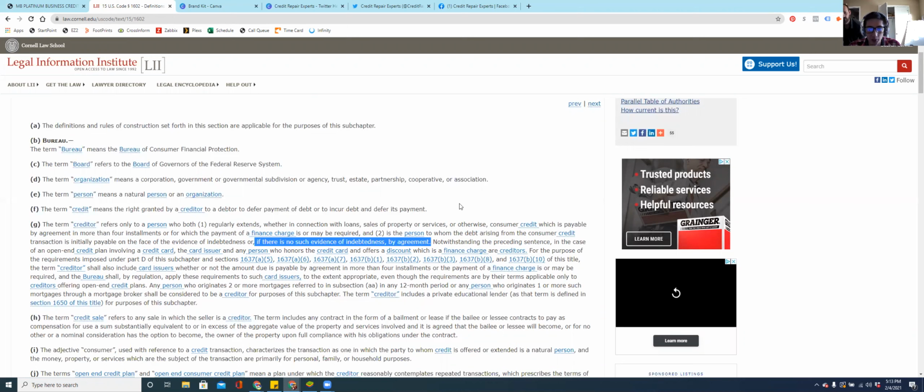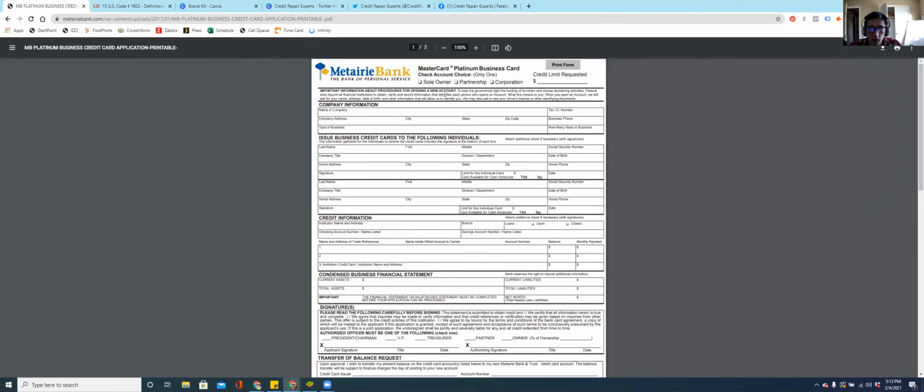Okay, this is very important because in reality, there is no evidence of indebtedness that the bank can provide for you. We're going to look at a business card application, and it has all the standard things, the name of the company, or an issuing to the following individuals, their name and all that. But I want you to take notice of a very special item on here: social security number. Okay. Why do they need your social security number?